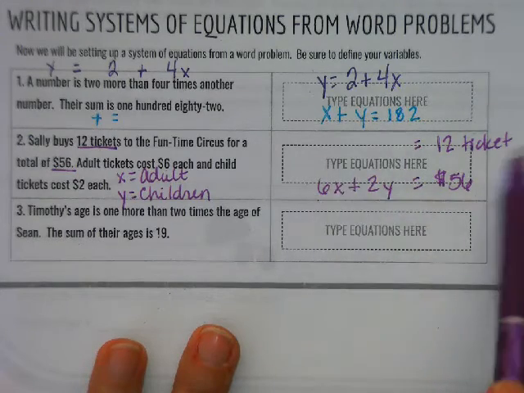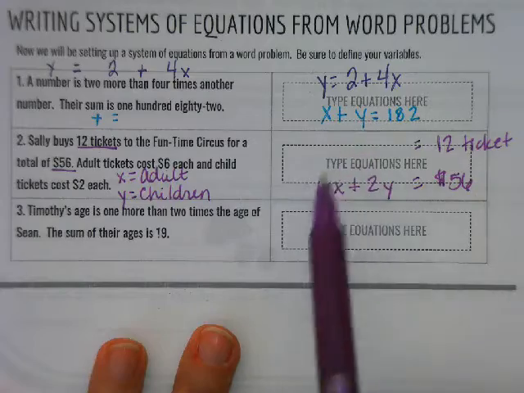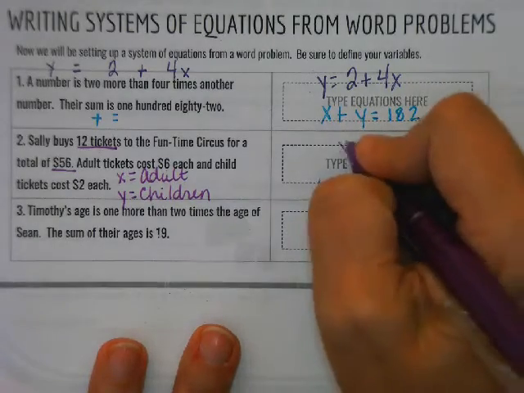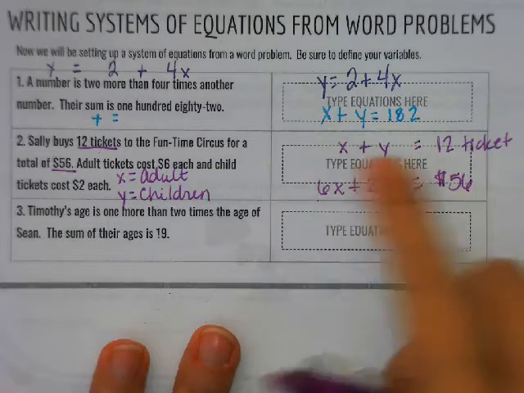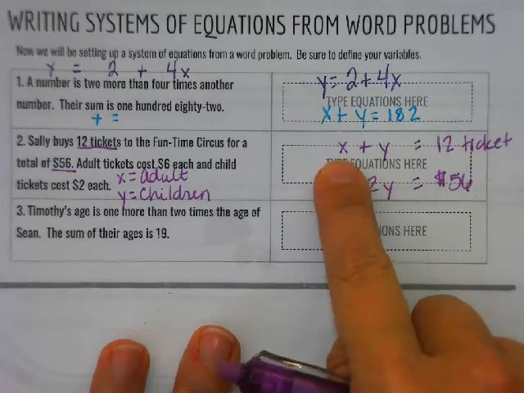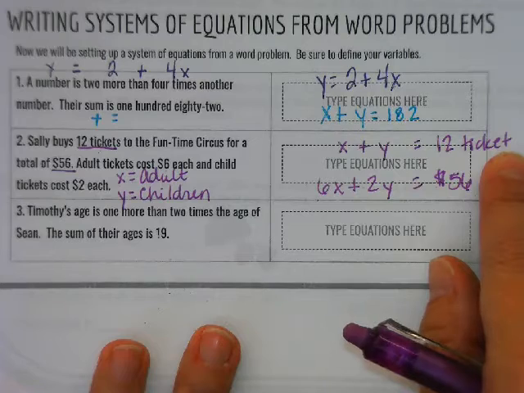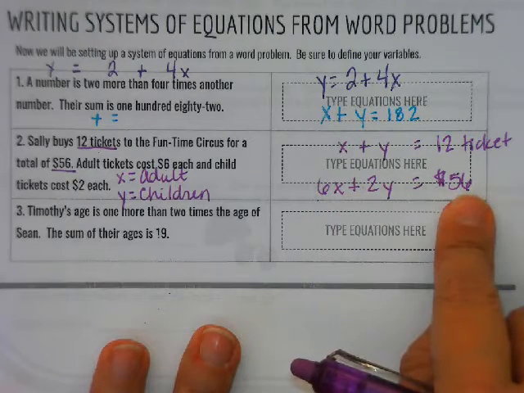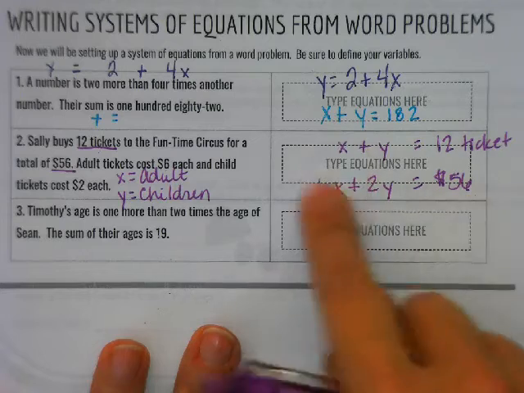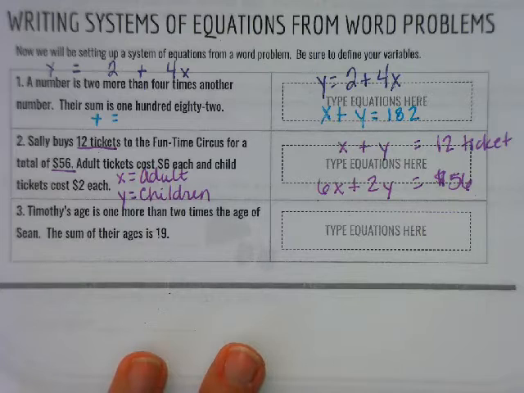What else do we have? If we bought 12 total tickets, it would just be x plus y. Say we bought, I don't know, 5 adult tickets and 7 children's tickets. That would equal 12 total tickets. Do you see that? And then we would pay this much money for each one. Okay, what would be your best way to solve this one, do you think? Probably elimination.